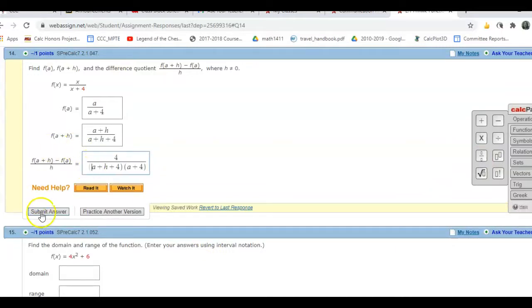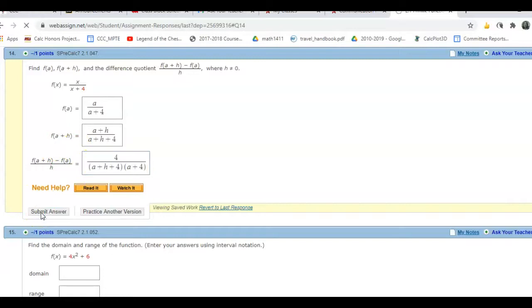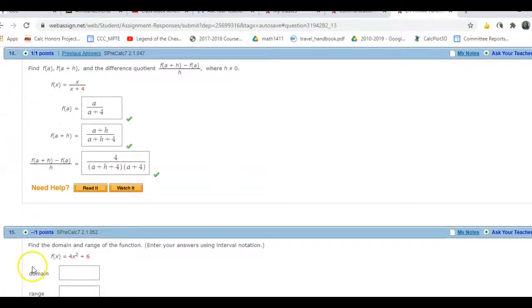Just don't know what that was, an accidental negative sign there. And there it is. Hope that helps.